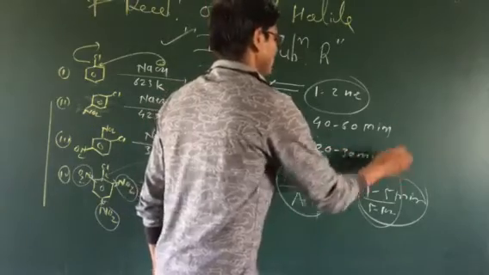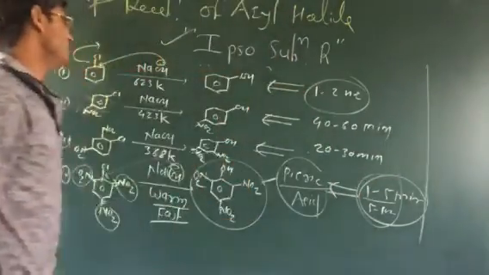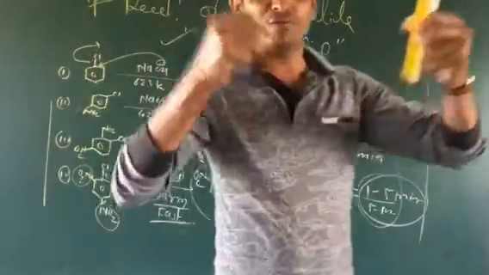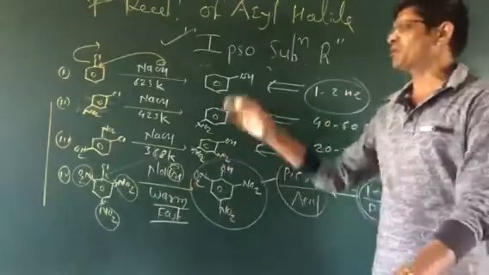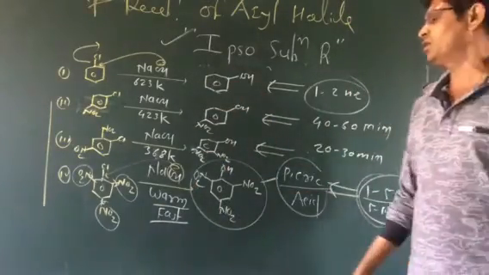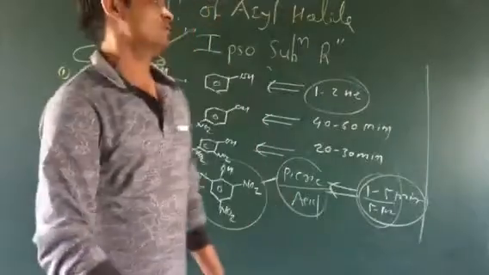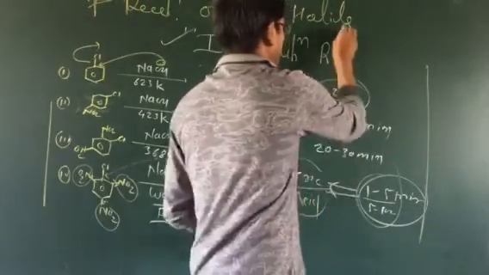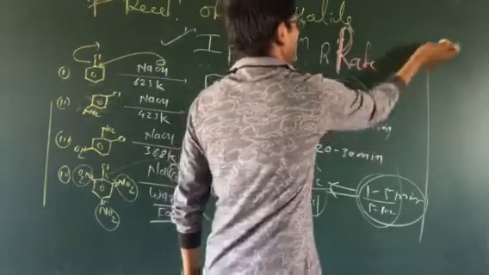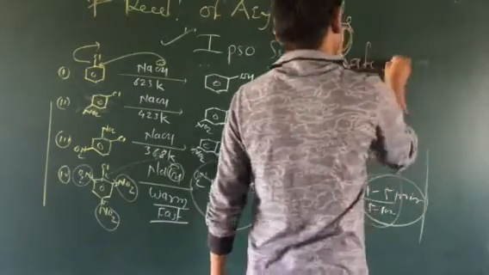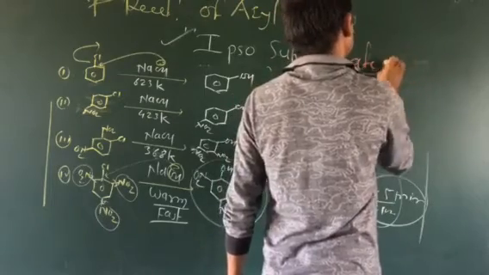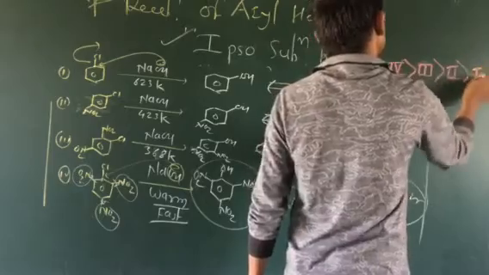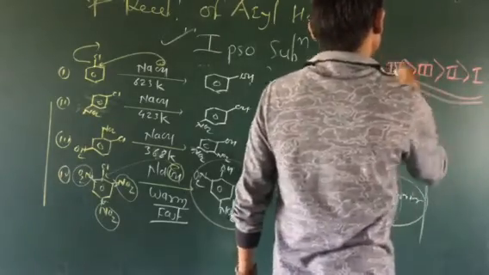Here the observation is that whenever the number of electron withdrawing groups increases on the benzene nucleus for the nucleophilic substitution reaction, the rate of the reaction increases. So we can write the order of the rate in this reaction: the fourth reaction undergoes fast, then the third one, then the second one, and then the first one. These are the types of the reaction.